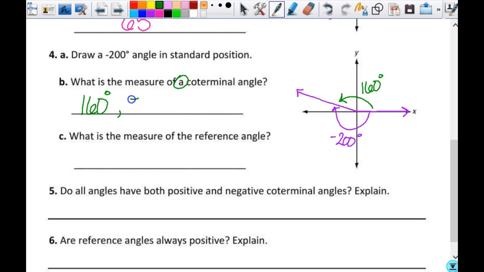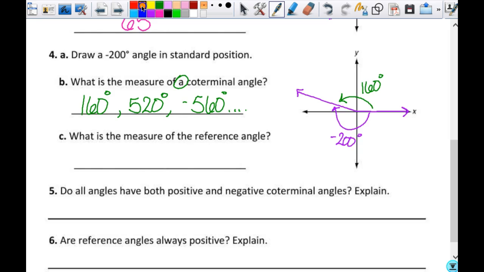That works. So give me a negative coterminal angle. Negative 560, because here's negative 200. If I go another 360, I'm there again, so negative 560. And I know it only asks for one, and if that's the question on the homework, you would only have to give one. I just want you to understand that there is more than one answer. Okay, we all okay with that?